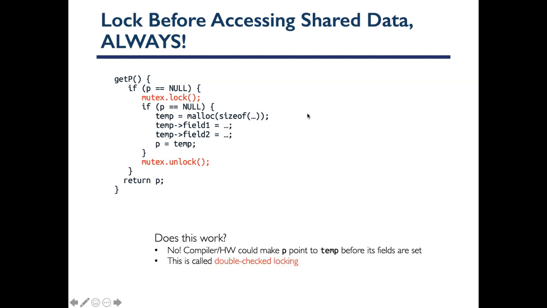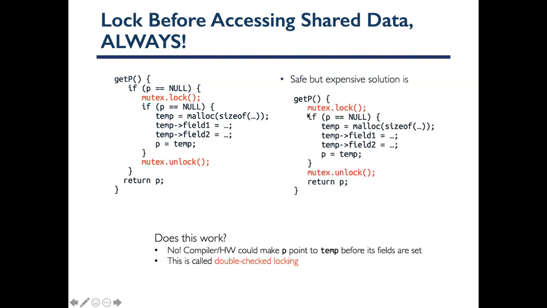And this is actually called double-checked locking. The simplest way to get rid of it is basically to use locks at the beginning and at the end. This is the safe way to do this, although it will introduce a lot of performance overhead, as I mentioned.